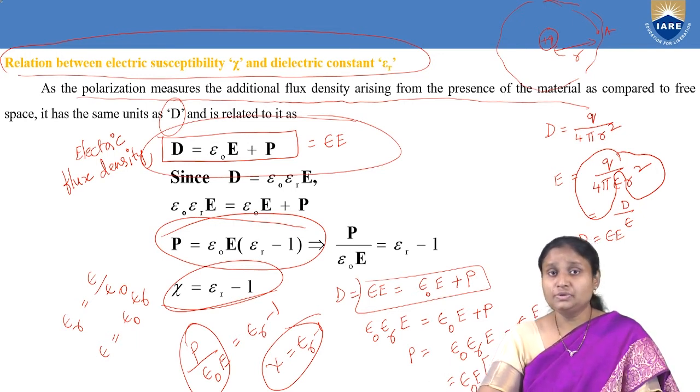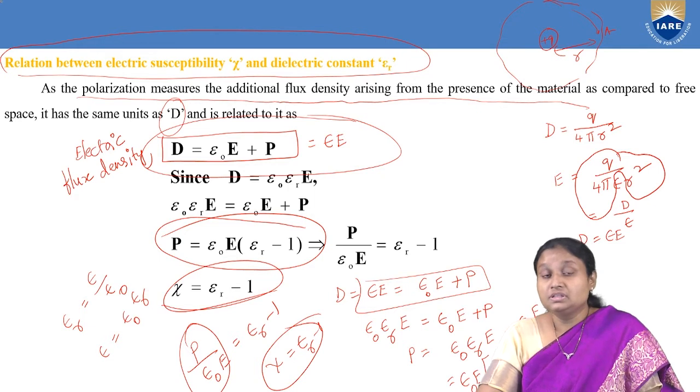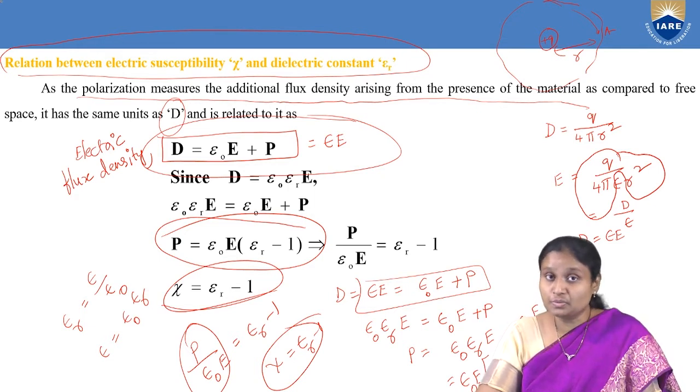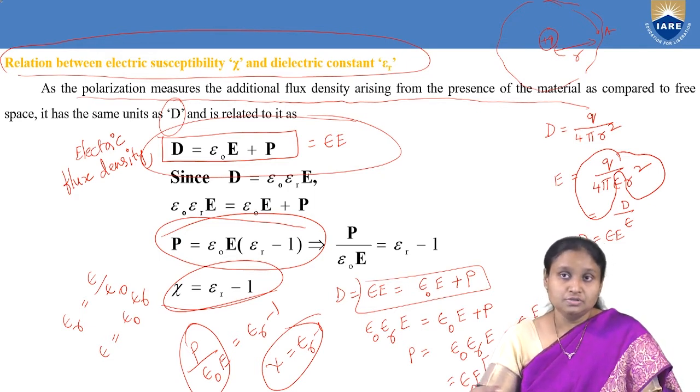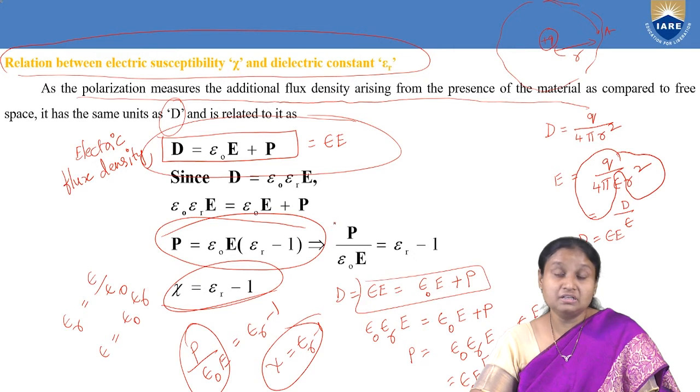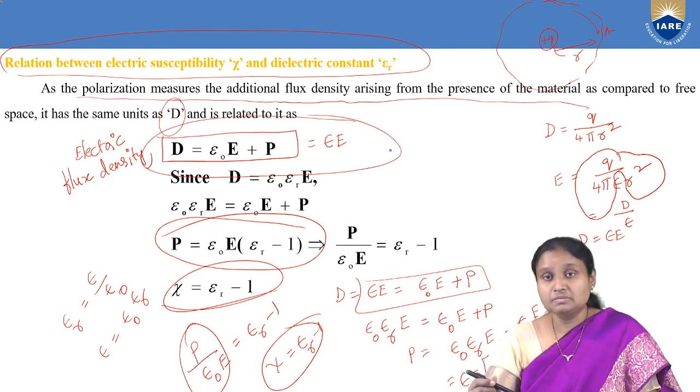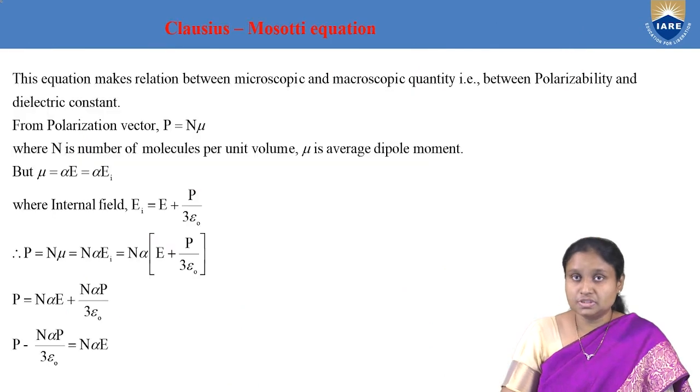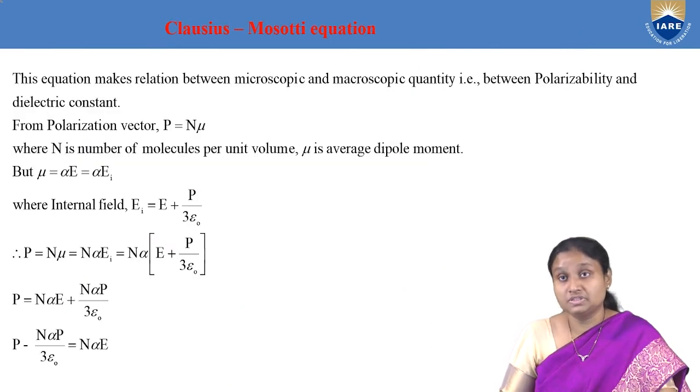Now, as I told you, what is our Clausius-Mosotti equation? It gives a relation between microscopic and macroscopic. So, by taking the help of this relation, we'll try to get a relation between epsilon R, which is macroscopic, and then polarizability, which is microscopic. So, just proceeding in order to derive the expression.